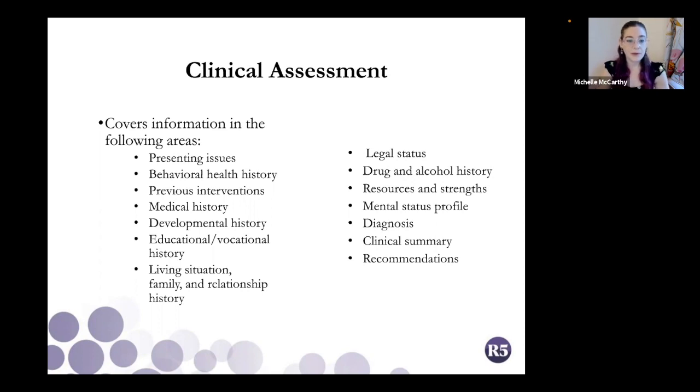Anytime you're going through presenting issues, the most important things to remember are frequency, intensity, and duration. When did it start, right? That tells me how long it's been going on. How often is it happening? And what is it like when it happens? What's the intensity? So someone might say, I feel sad a lot.